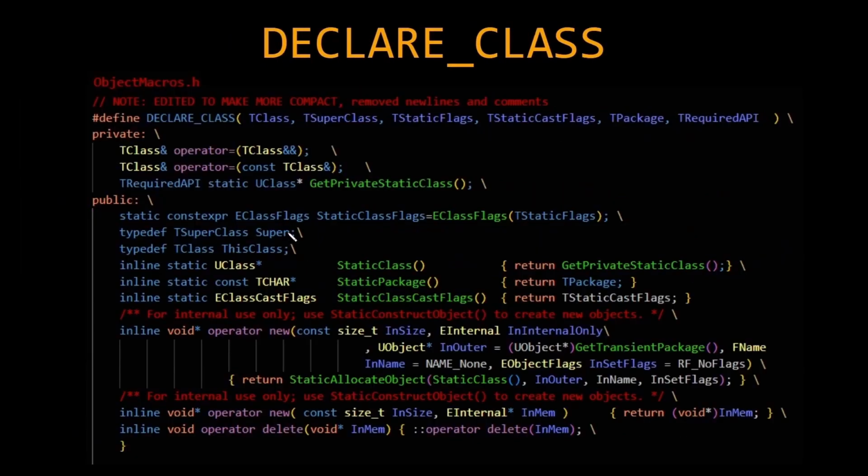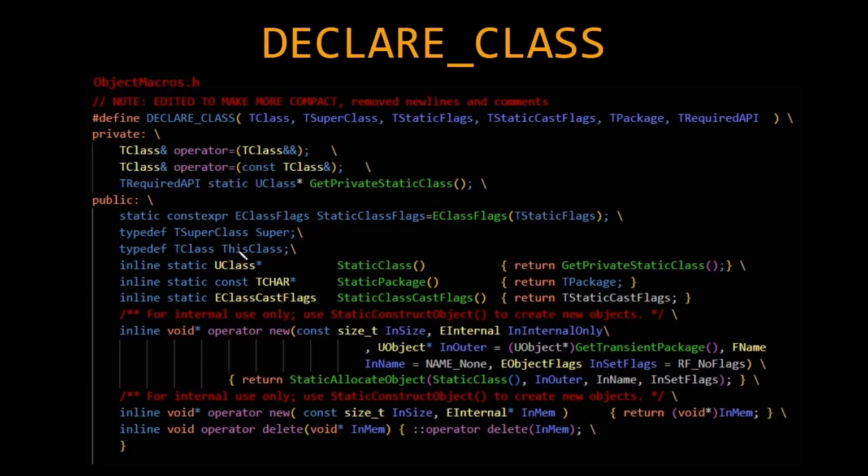If we look a little bit into that declare class, note I did edit this to make it a little more compact. There's a lot of stuff here, and this is in the object macros header, but there's things like the super. So if you ever saw super and then a function calling the super, that's where the super gets defined from. That's not part of C++, that's part of the Unreal toolset.